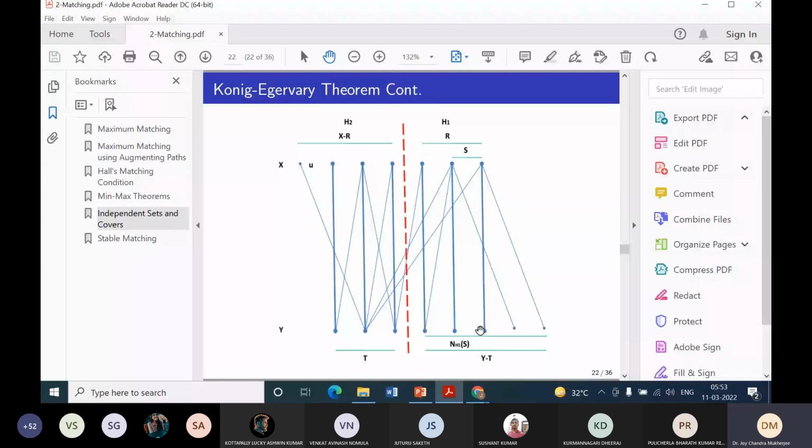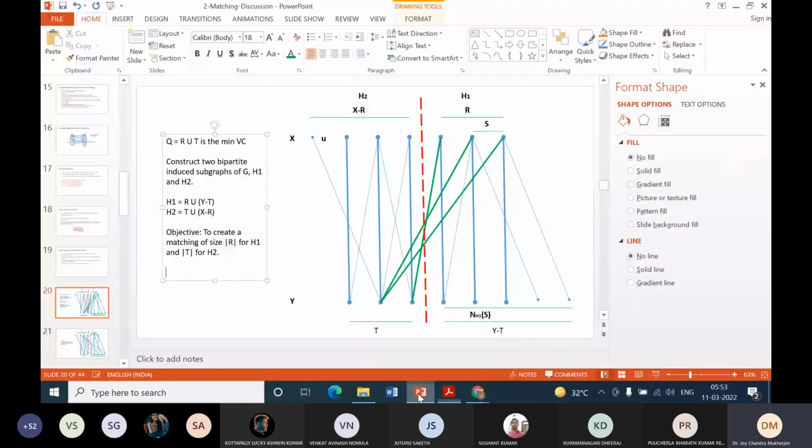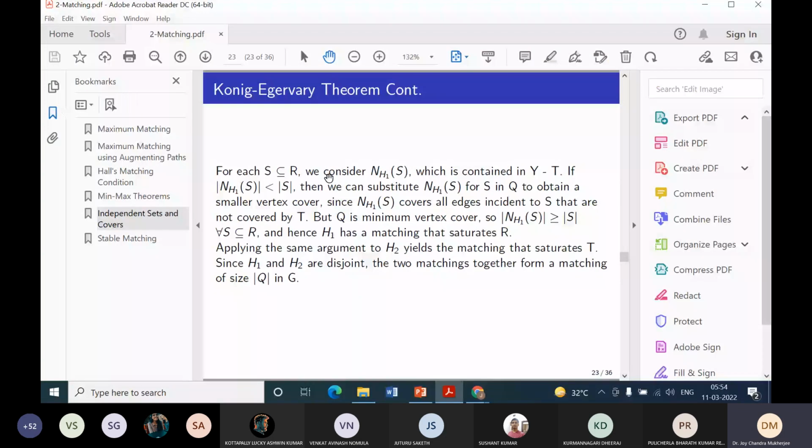We consider the neighbor of S in the subgraph H1, which is contained in Y minus T. तो S के जो जो neighbors हैं, which belongs to this. So S का कौन कौन सा neighbor H1 में है? ये H1 में है, ये H1 में है, ये भी है, ये भी है, ये भी है. ठीक है? We won't include these two because it says that for each S subset of R, we consider only those neighbors which are contained in Y minus T.